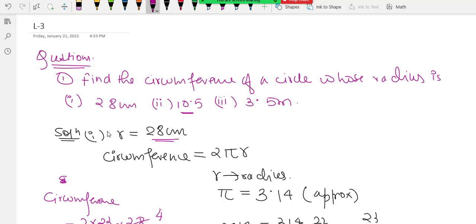Okay, what is the answer when the radius is 10.5 centimeter? Sir, 66. 66 centimeter. Very good. That's correct. Very good. 66 centimeter.